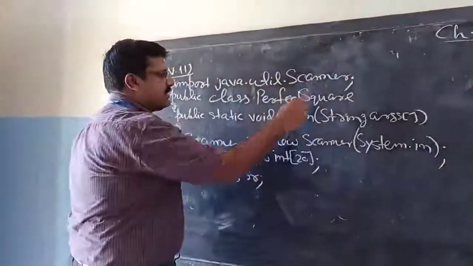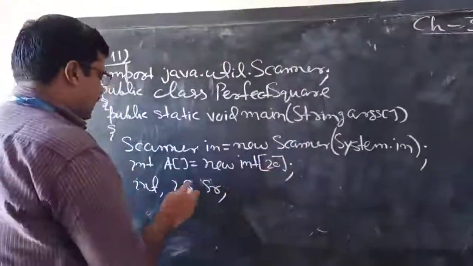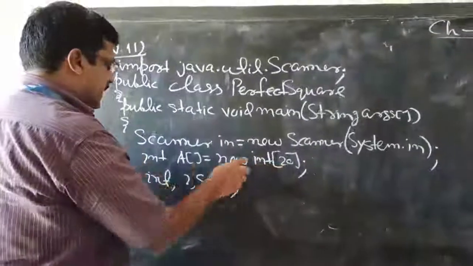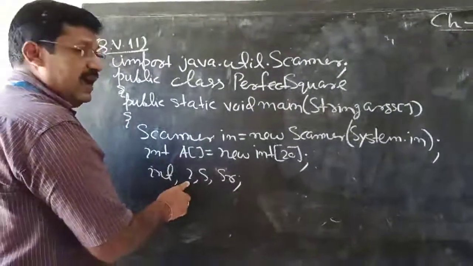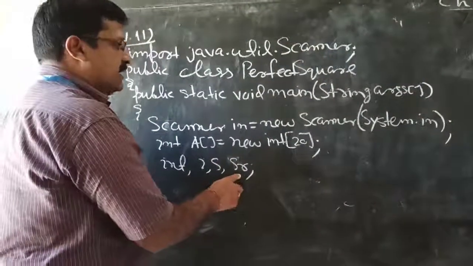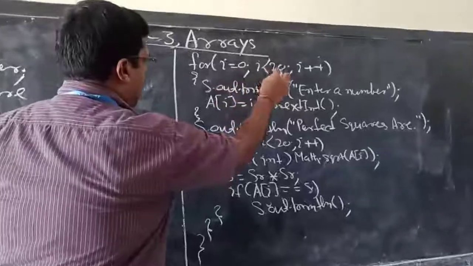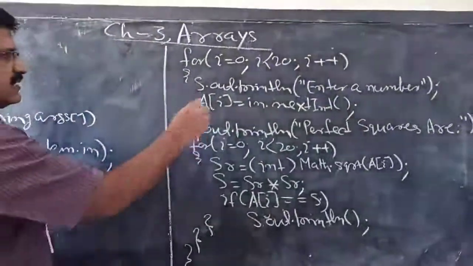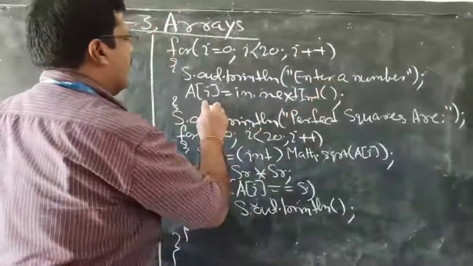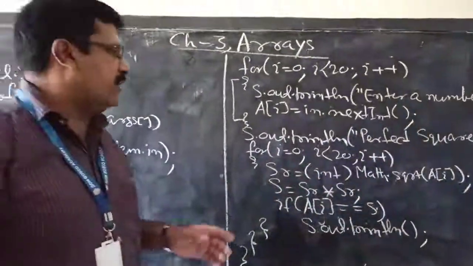So see the question. Import java.util.Scanner, public class PerfectSquare, Scanner sc equal to new Scanner. We declare the array for 20 elements. The array name is a, int i is the index variable, s is to check the number, and sr is to find the square root. For i equal to 0, i less than 20, i plus plus: System.out.println enter a number, a[i] equal to. This loop will input 20 numbers.